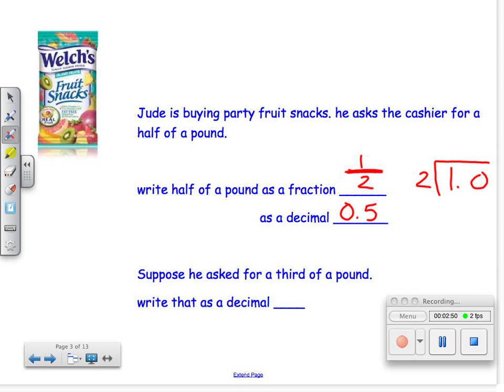And if I actually did this in long division, 2 goes into 1 0 times, 2 goes into 10, how many times? 5. 0.5. And that's how we get it written as a decimal. Remember how to change fractions to decimals? Okay, suppose he asked for 1/3 of a pound. What would that look like? Well, it would look like what we just saw, 0.333, and on and on and on.